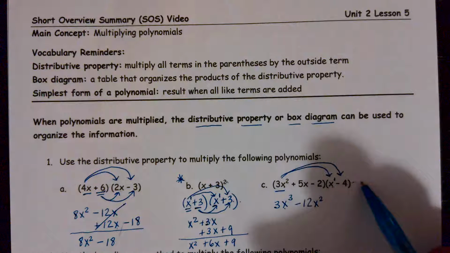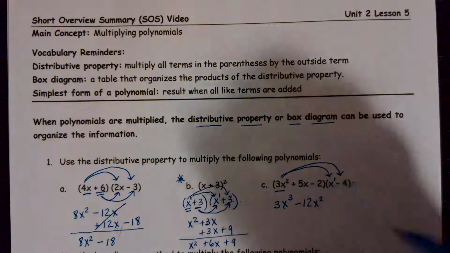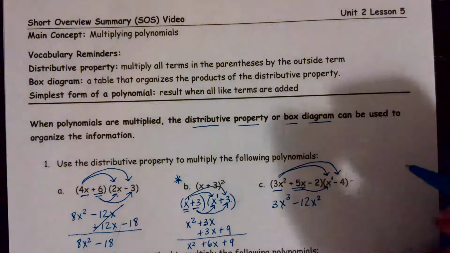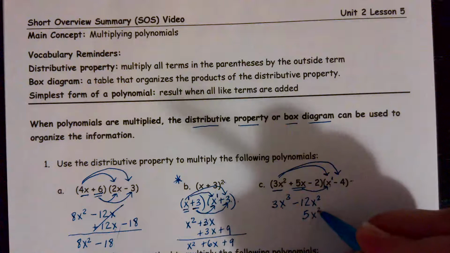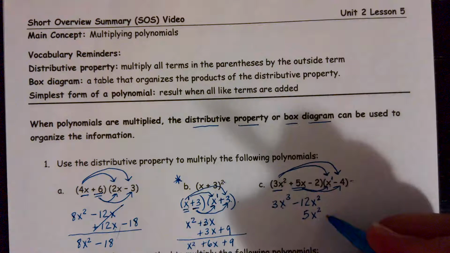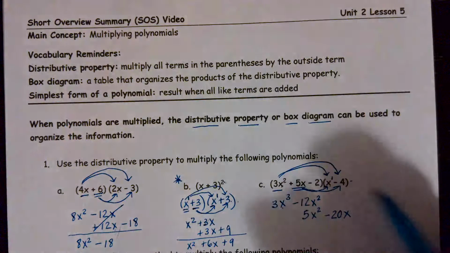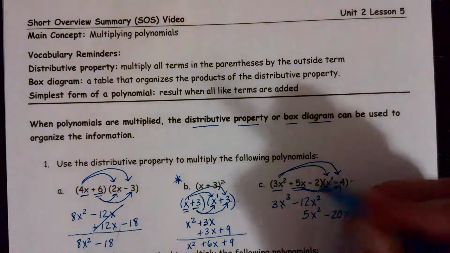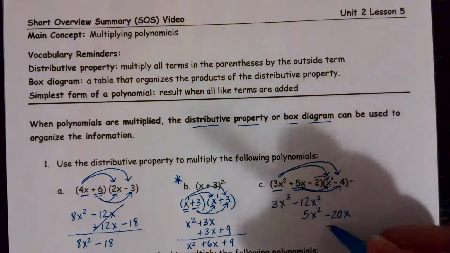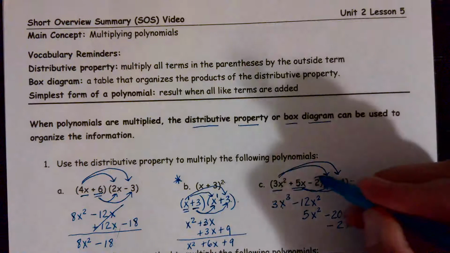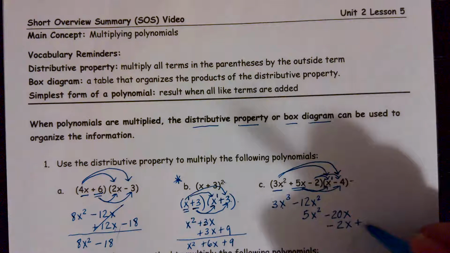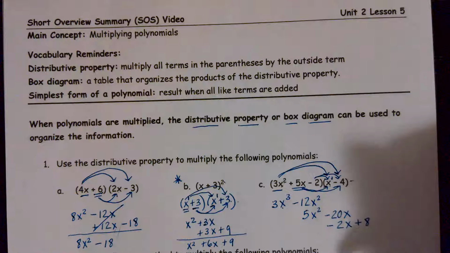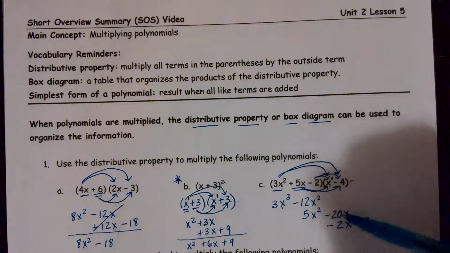Now there's nothing more left here to multiply 3x squared by, so I go to the next term, 5x. 5x times x to the first is 5x squared, and 5x times a negative 4 is a negative 20x. And there's nothing more left to multiply by 5x. So finally we have negative 2. Negative 2 times x is a negative 2x, and a negative 2 times a negative 4 is a positive 8. I put these underneath each other because they're like terms, and I know when I'm going to add them, I'll add those together.